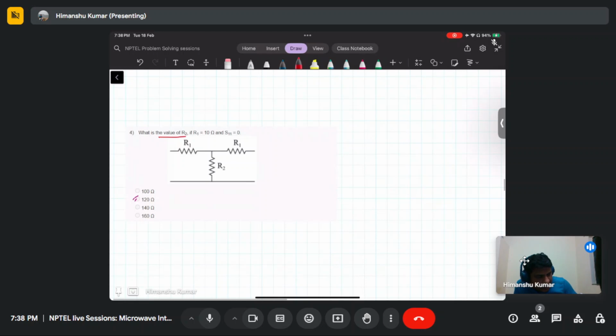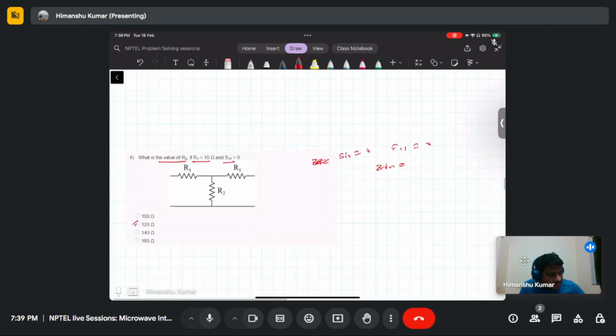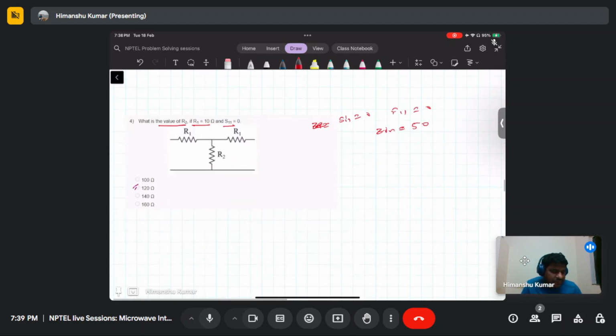What is the value of R2 if R1 is 10 ohm and S11 is 0? S11 equal to 0 means the reflected power at port 1 equals 0, which means the input impedance is matched. So that means the input impedance is 50 ohm. If this line is 50 ohm, and the line is terminated by 50 ohm, so this resistance is 50 ohm.